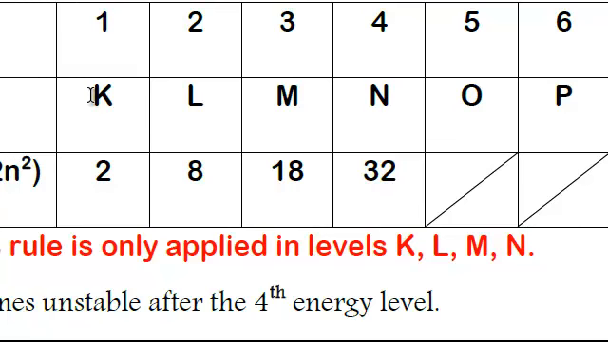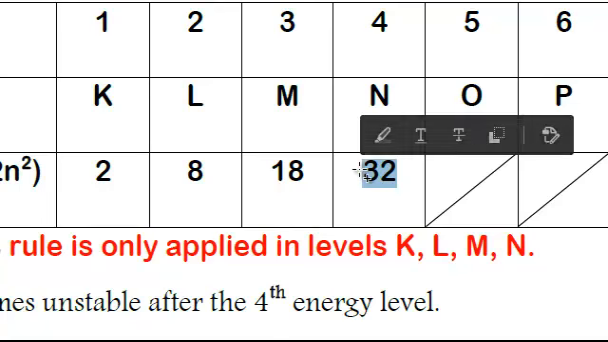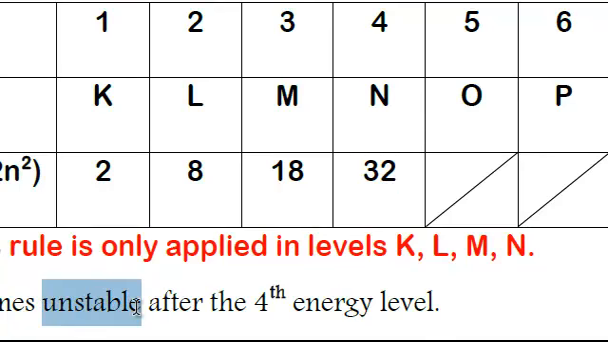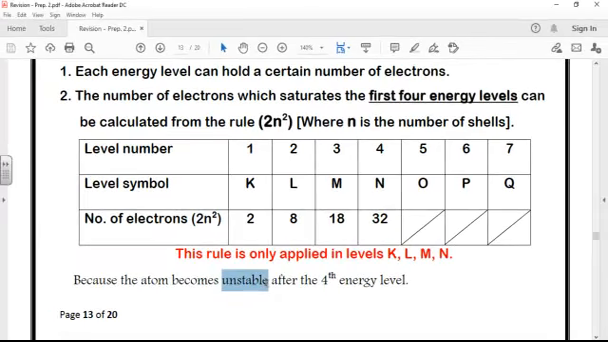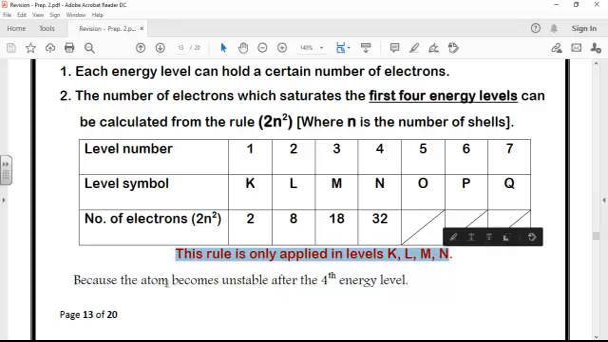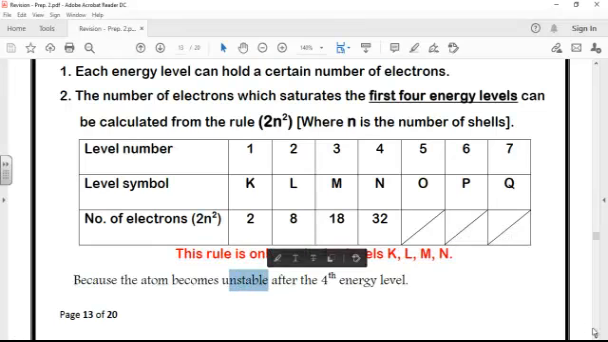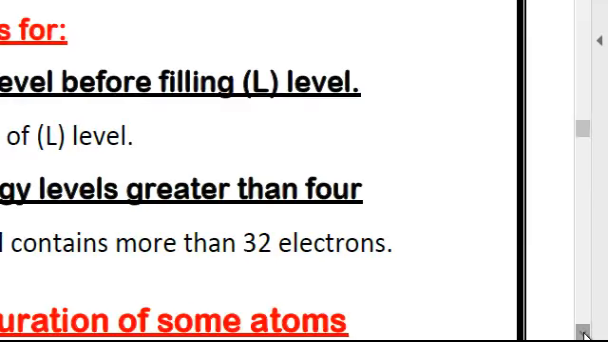We can apply it till the 4th energy level. So we can apply 2n² on K, L, M, N only. Why? Because if you put more than 32, which is the maximum number, in any energy level, the atom will be unstable. So we apply this rule on K, L, M, N only, to the 4th energy level only, because otherwise the atom becomes unstable. I think this part is clear now.